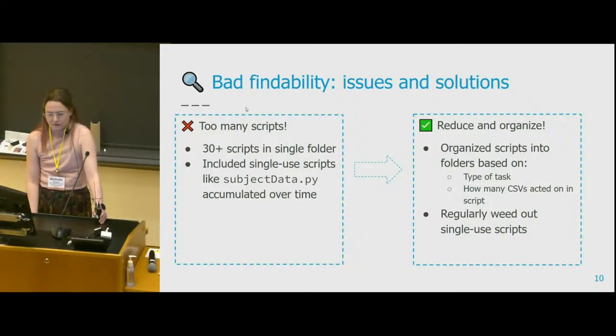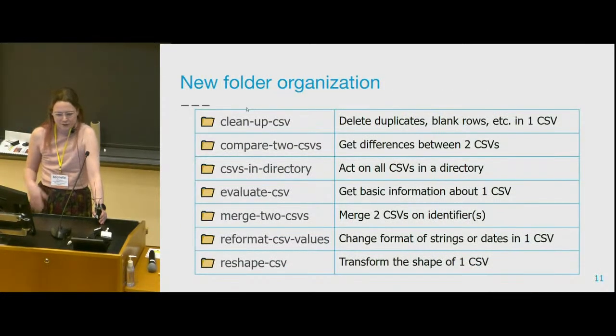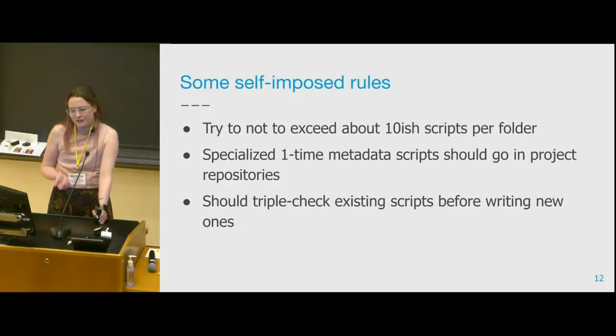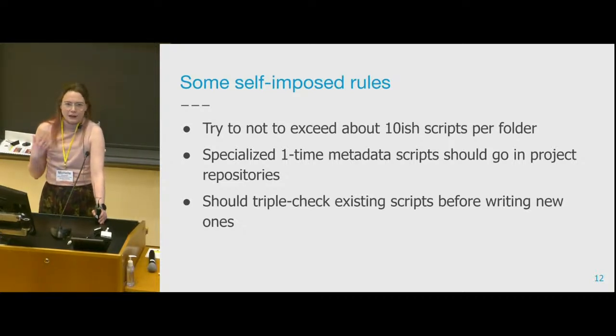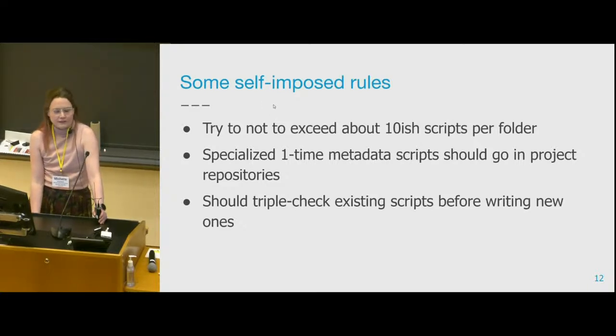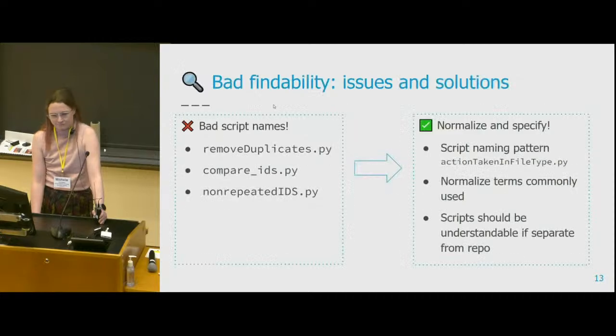And then I also did file organization and tried to organize it that way. If I have a CSV or a spreadsheet that I want to edit, I can really quickly go to the right folder. And I also tried to give myself some rules. So don't have more than like 10 Python scripts per folder, or else I couldn't really find anything. And then specialized one-time metadata scripts, especially to do with APIs that are specific to our institution, should go in project repositories. I really don't have anything at all about APIs in here. It's just spreadsheets. And then just triple check that I don't already have the script before writing a new one.